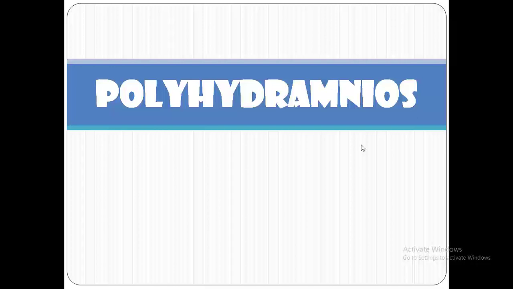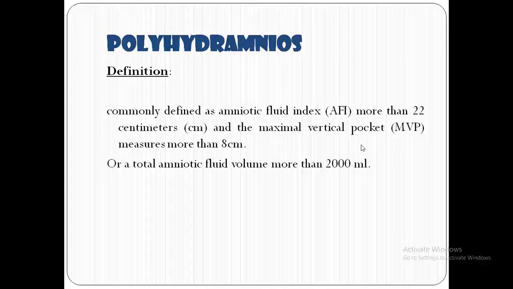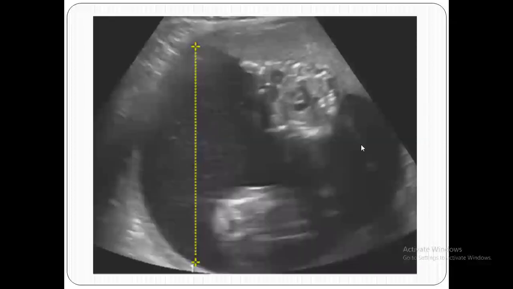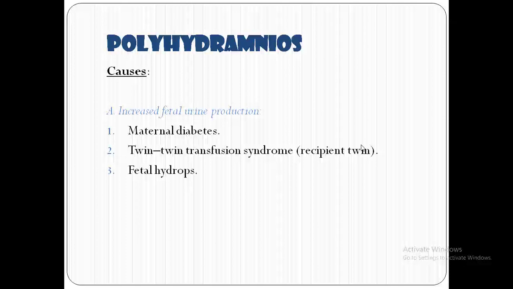Let us now talk about polyhydramnios. It is defined as the amniotic fluid index being more than 22 centimeters and the maximal vertical pocket being more than 8 centimeters. The total amniotic fluid volume being more than 2 liters. As you can see, this is an ultrasound measurement of the deepest vertical pool, the yellow line depicting the deepest vertical pool. It is caused by, and you might guess, yes, the exact opposite causes of oligohydramnios.